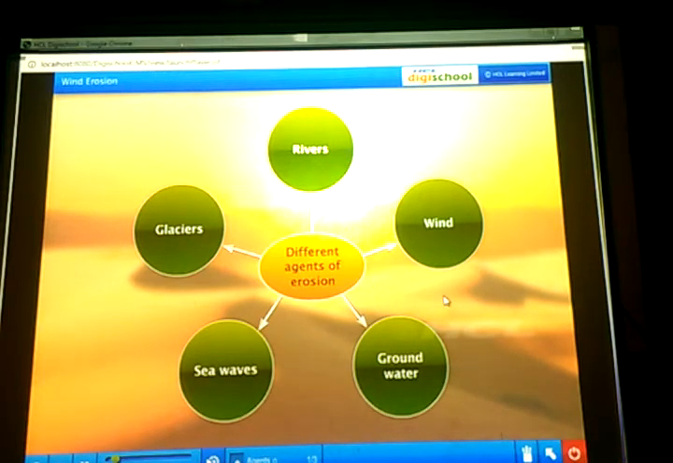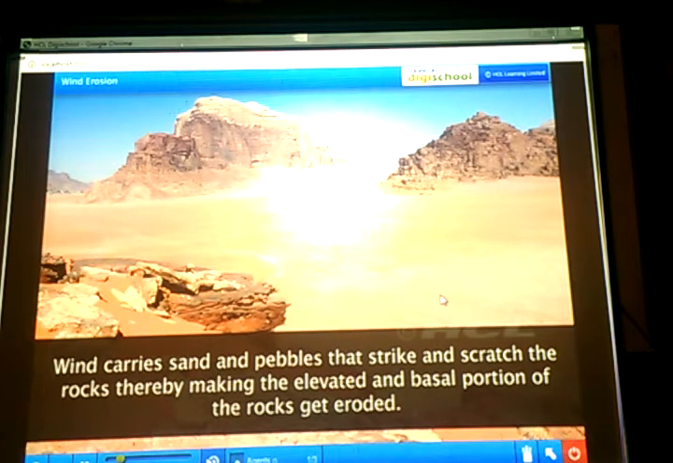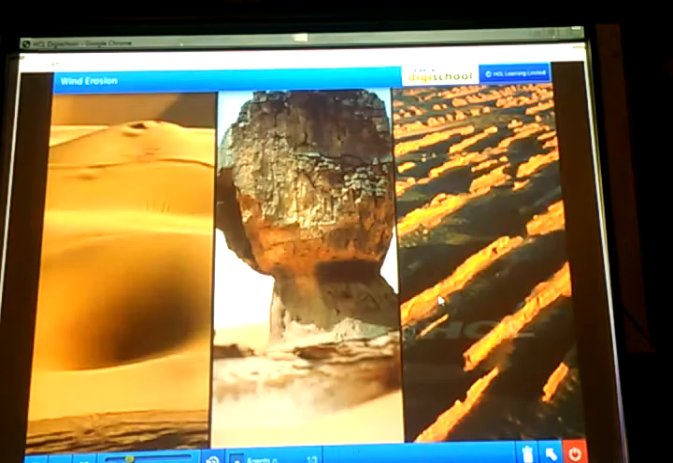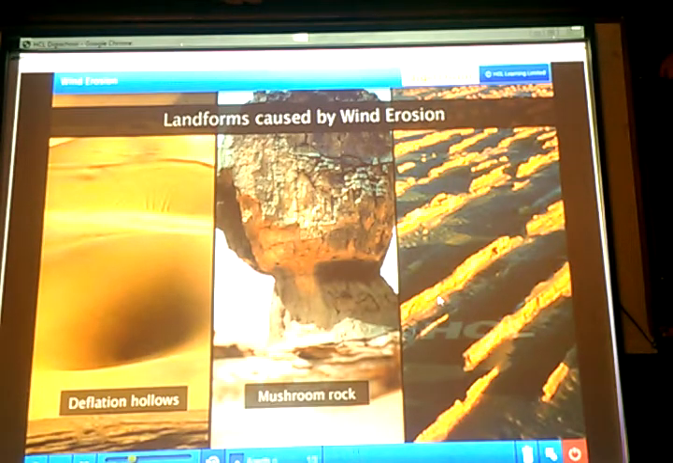Sand particles that are carried by wind move with different velocities. Particles moving along the ground are larger and slower. Particles at medium height are smaller and faster, hence they have greater impact in the process of erosion. High-rising rocks in the path of the wind are attacked more effectively by the sand particles at medium height. As a result, the medium part of the rock is eroded more and acquires the shape of a mushroom. These rocks are called mushroom rock.